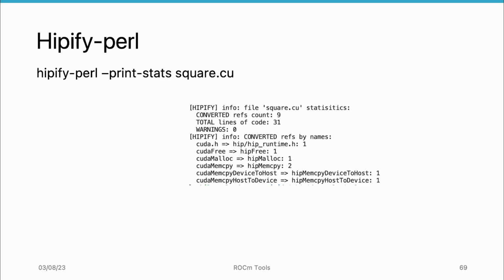The print-stats option in the command instructs the hipify-perl tool to display statistics about the conversion process after converting the source code file. These statistics include the number of lines of code, the number of replaced symbols, and the number of replaced function calls. This information can be useful to understand how much of the original code has been modified and to identify any potential issues with the conversion process.